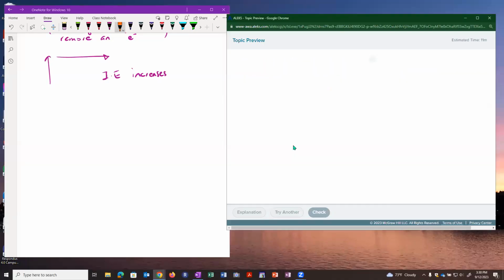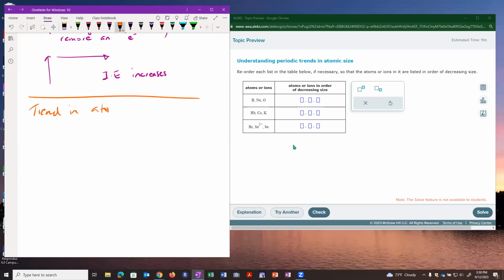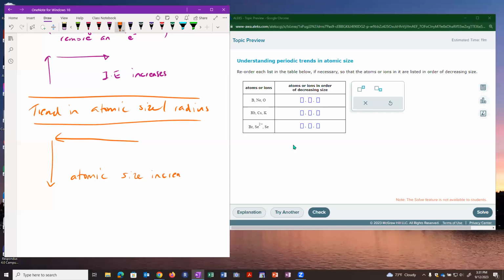All right, so the next thing that we're going to do is take a look at the trend in atomic size or atomic radius. And the very general trend that we're going to see is that the size of the atom increases as we go from right to left, and then from top to bottom, right? So atomic size increases in the general direction, sort of to the lower left side of the periodic table.